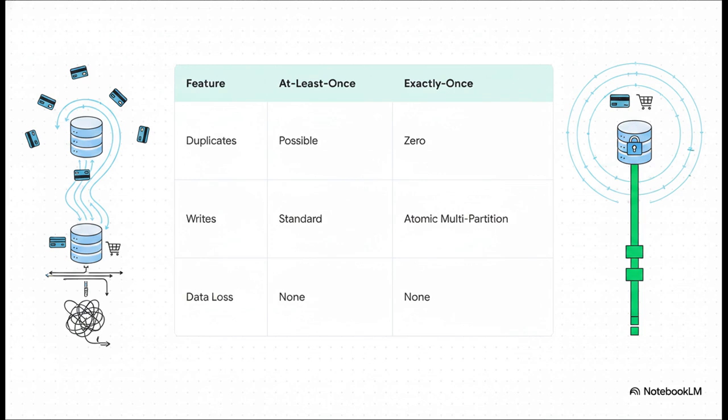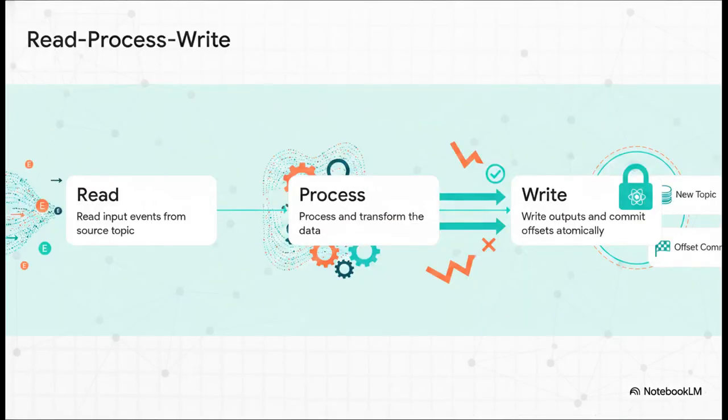But Kafka's exactly-once semantics guarantee atomic multi-partition writes. Simply put, absolutely no data is ever lost, and you will absolutely never see a duplicate. This is a massive deal for streaming applications that rely on the read, process, write cycle. Think about it. You read an event, you transform that data, and you write the result. The nightmare here is the dual write problem, writing your output to a new topic while simultaneously committing your offset marker to prove you finished the job.